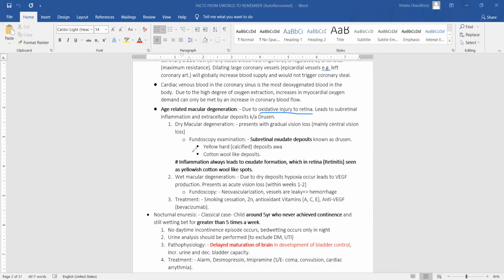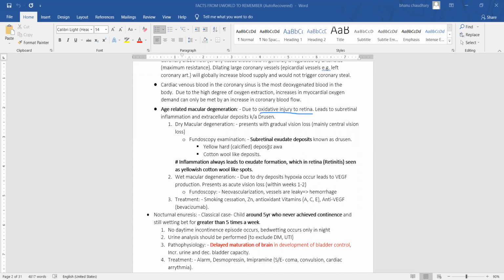Some soft cotton wool like spots can also be seen as deposits. So both hard deposits and soft deposits will be seen on fundoscopy, and that's the dry macular degeneration. Whenever inflammation happens in your retina, you will always have exudate formation. That can be seen in retinitis, and they will always appear as cotton wool like spots.